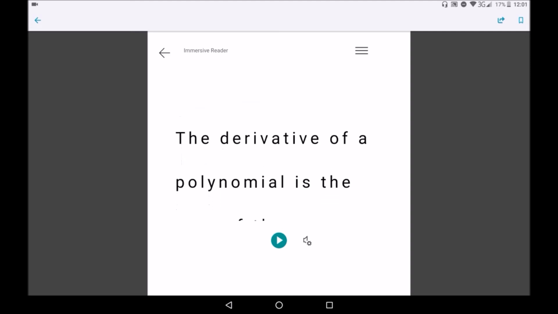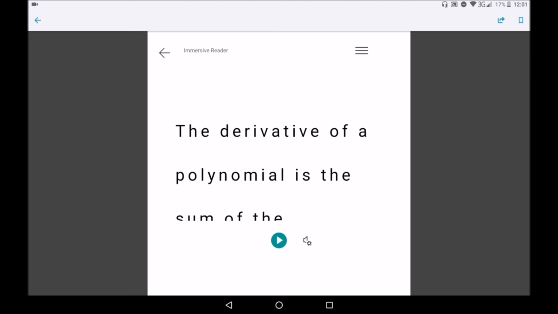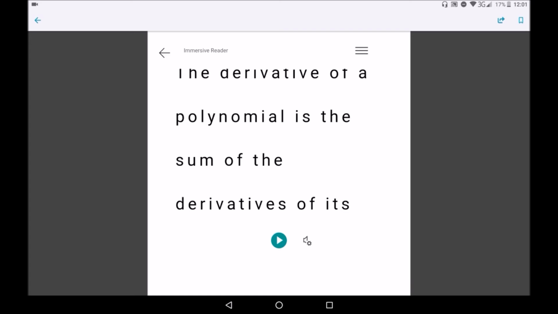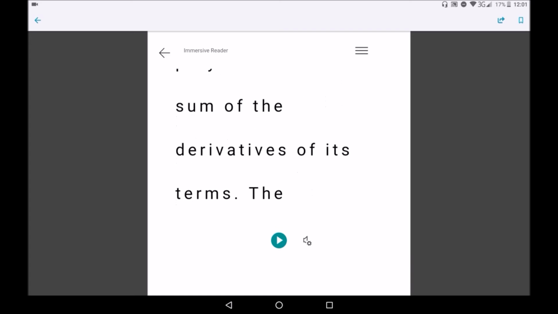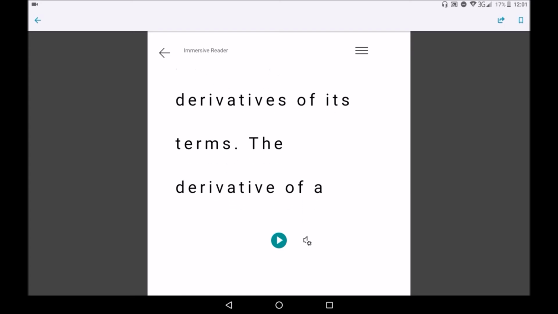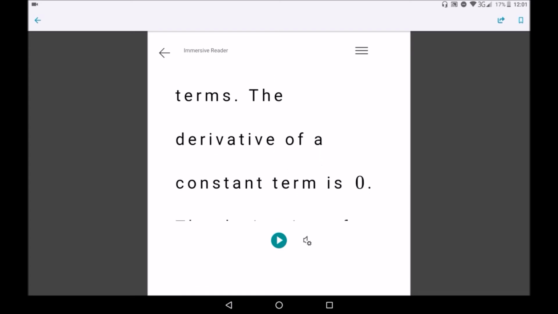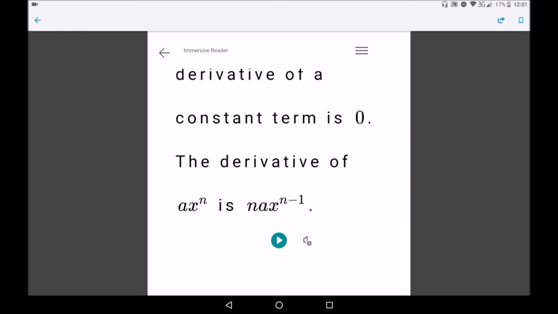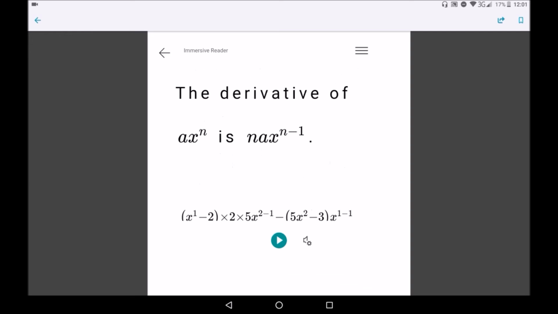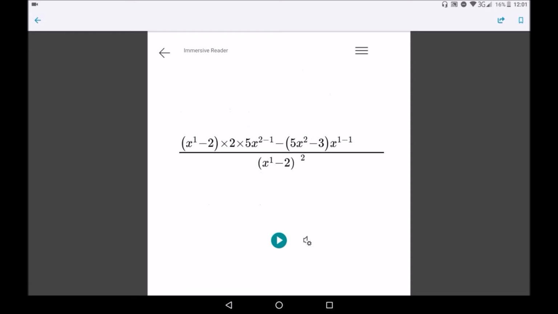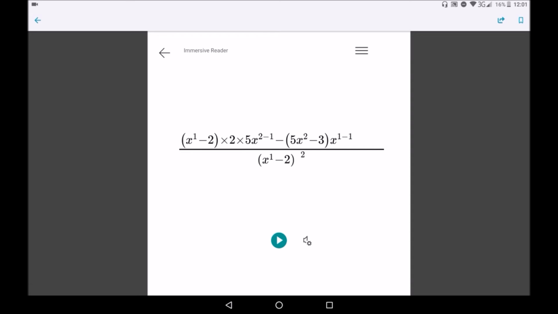If we do the derivative of the polynomial, we get the derivative of a constant term, remember, is 0. You have to remember that. And the derivative of a constant coefficient times x to the n, we get that particular general formula. So applying that to our equation, we get this.